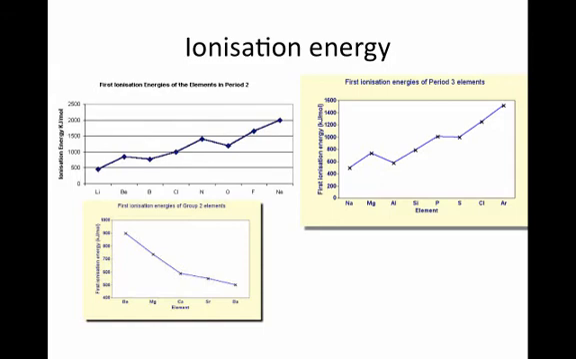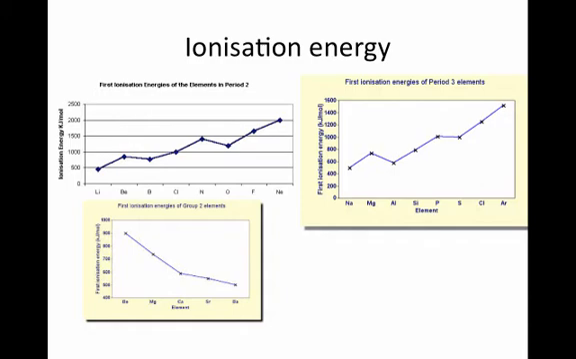But broadly speaking, we are increasing as we go across the period, and that is quite simply because we're increasing the number of protons. The difference between sodium and magnesium is 1 proton. The difference between magnesium and aluminium is another proton. The difference between aluminium and silicon is another proton. And this increasing number of protons increases the pull that the atom has on its electrons, and therefore increases the amount of energy you're required to move them.